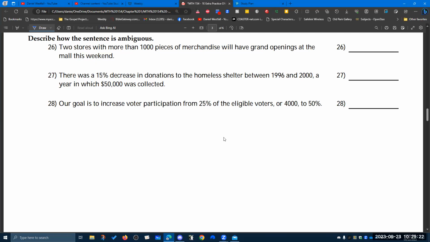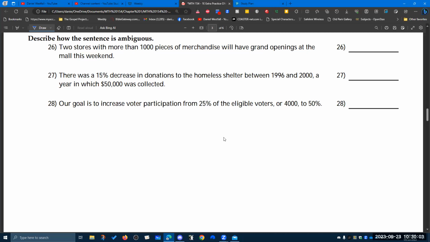Our goal is to increase voter participation from 25% of the eligible voters, or 4,000, to 50,000. It's unclear here whether they're saying that the 4,000 is the total number of eligible voters, in which case 25% of that would be 1,000 people that voted, or whether they're saying that 4,000 people voted and are the 25% of eligible voters, in which case there are 16,000 eligible voters and 4,000 of them voted.